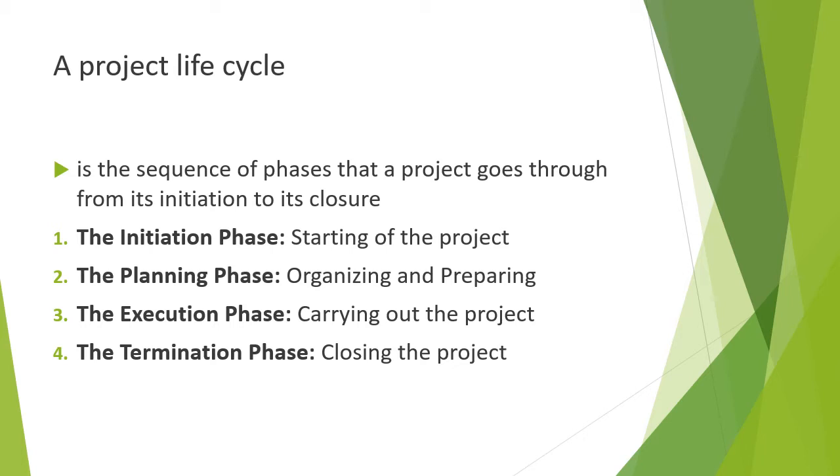phases of a project. The first one is the initiation phase. This is the start of the project. The second one is the planning phase. This is where we organize and prepare. The execution phase is when we carry out the planned project. And the fourth one is the termination phase, or the closing out of the project. So based on these 4 standard frameworks, we will have different types of projects.